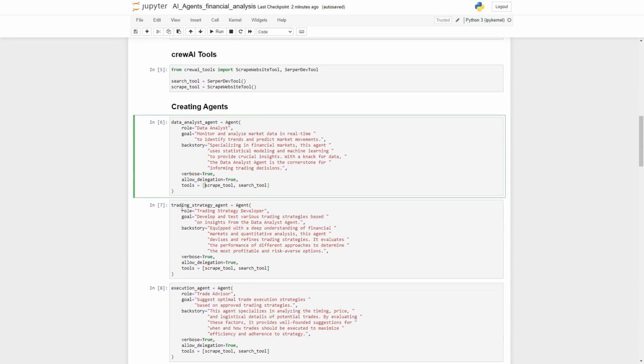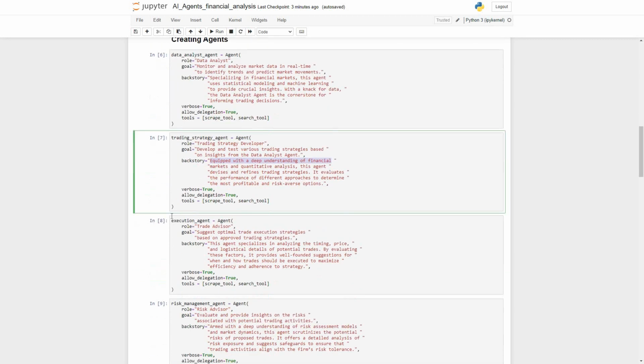Now our trading strategy agent is going to create a strategy for our trading bot. Its primary goal is to develop and test various trading strategies based on insights from the data analyst agent. So based on the information it gets from the data analyst, it is going to create a trading strategy. And it is going to have a backstory, which is basically being equipped with a deep understanding of financial markets and other information.